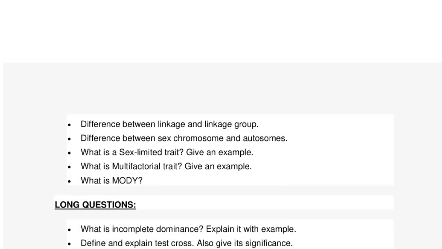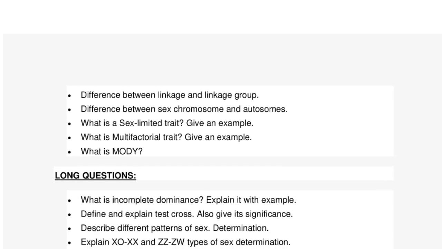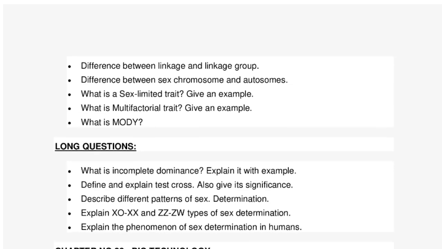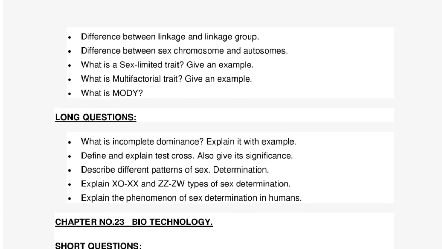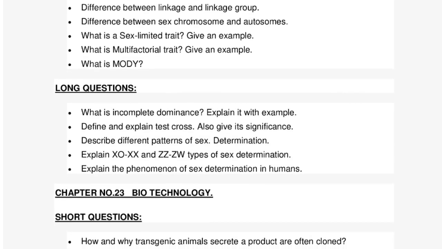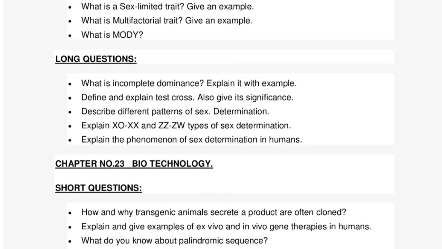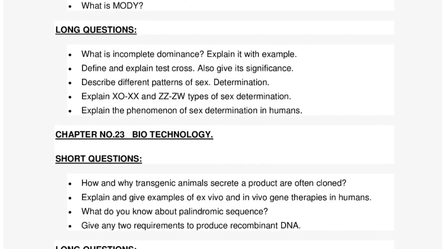Is interphase a resting phase? Why? Write any two differences between cancer cells and normal cells. How does meiosis play its role in producing genetic variations? Differentiate apoptosis from necrosis.